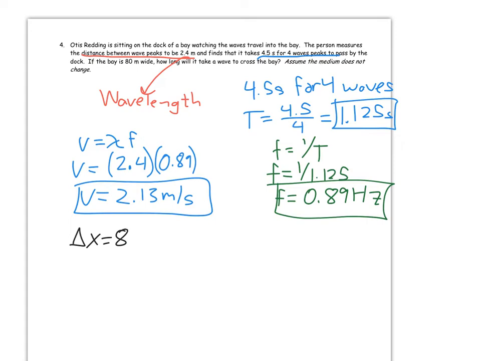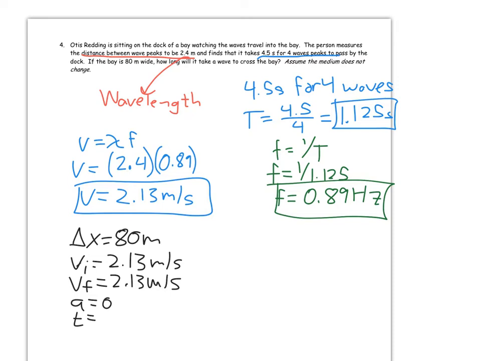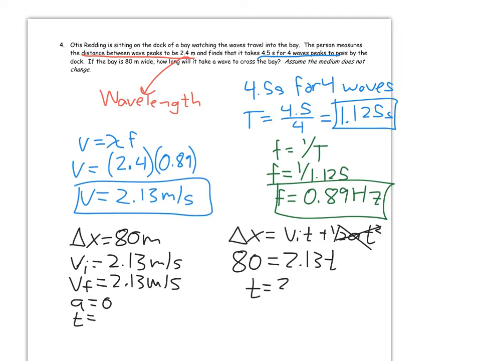Using that velocity and some other things we know, we can ultimately find how long it will take. So we needed to travel a displacement of 80 meters. We know that the initial and the final velocity is going to be 2.13 because waves are going to travel at a constant speed, assuming the medium doesn't change. And so we can solve for our time. So I can say displacement is v_i t plus 1/2 a t squared. That term goes away. So it's just going to be 80 equals 2.13 multiplied by my time here. And so I end up getting a time of 37.5 seconds.